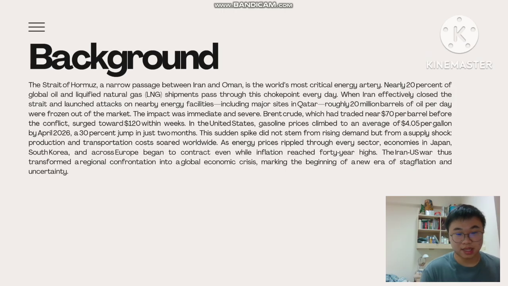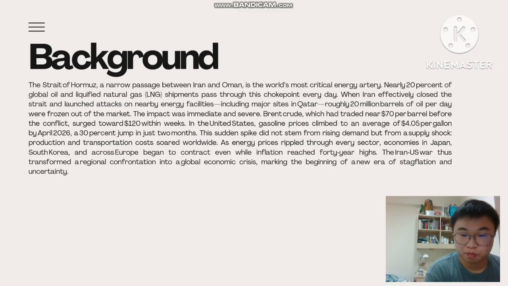The Strait of Hormuz is a narrow passage between Iran and Oman. It is one of the most critical choke points for world energy trade. Nearly 20% of the global oil and liquefied natural gas shipments pass through this choke point every day. When Iran closed the strait and launched attacks on nearby energy facilities, including major sites in Qatar, roughly 20 million barrels of oil per day were frozen out of the global market. The impact was immediately severe.